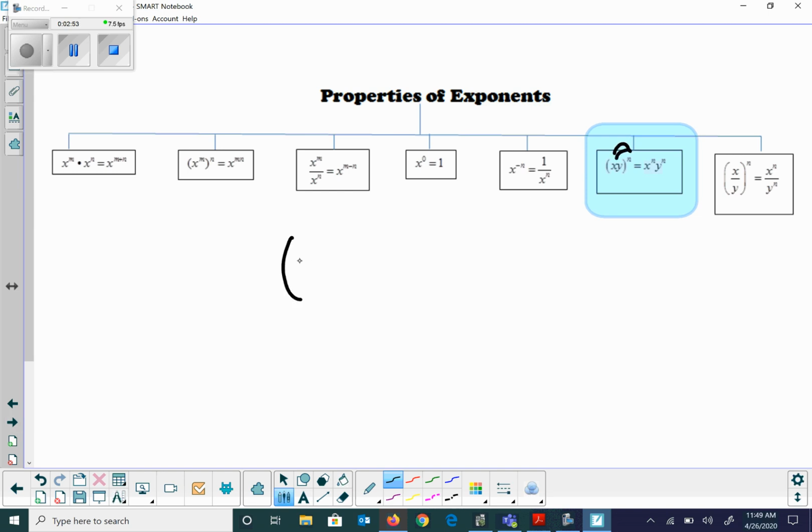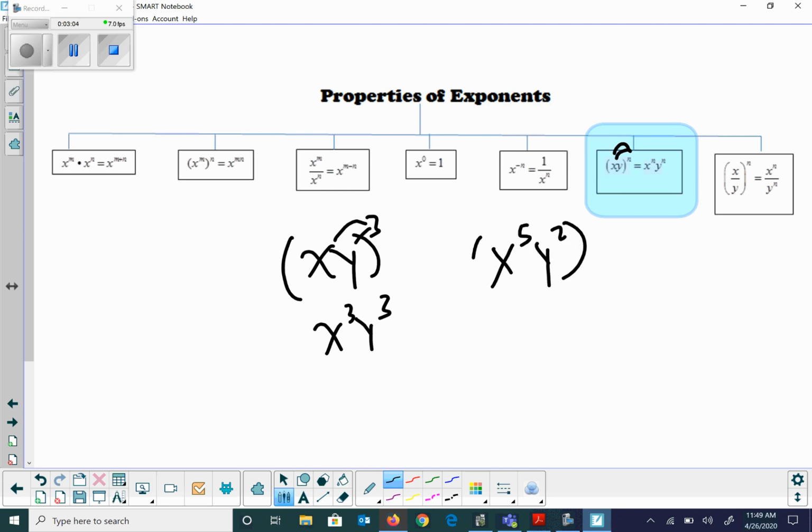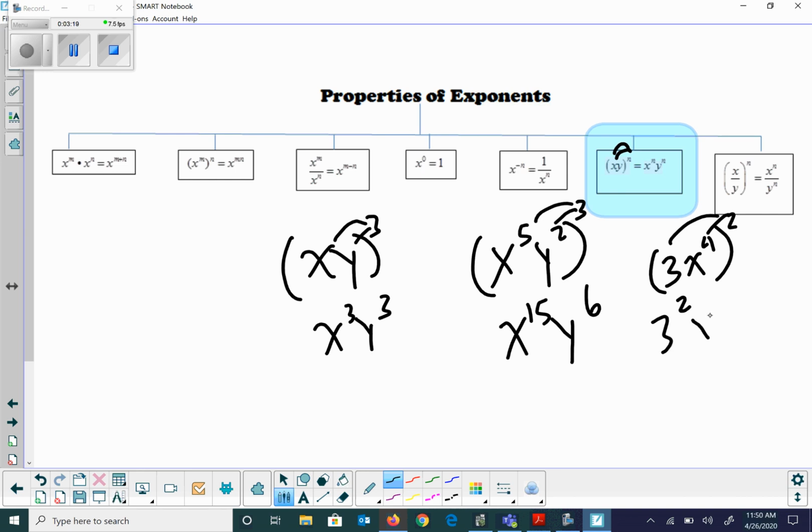So let's say we had xy to the 3rd. That 3rd goes to both of those, so I get x to the 3rd, y to the 3rd. Another example would be like if you had x to the 5th, y to the 2nd, and they're all to the 3rd. That comes here and here, so I get x to the 15th, y to the 6th. And maybe you might have a number in there as well. So 3x to the 4th, to the 2nd. So distribute that to everything, so I get 3 squared, x to the 8th. Well, 3 squared we can do, which is 9, so I get 9x to the 8th.